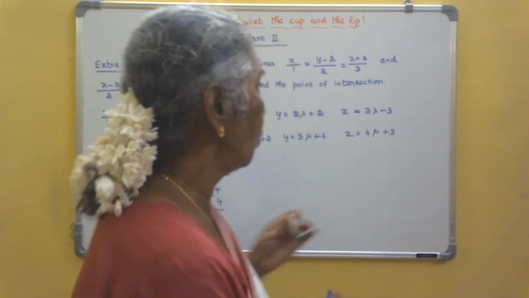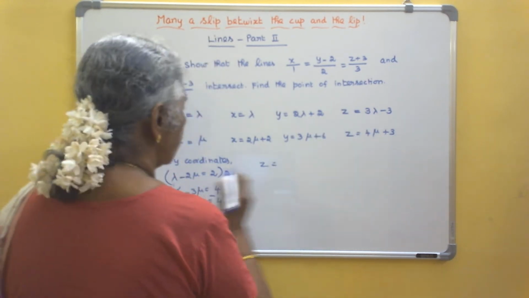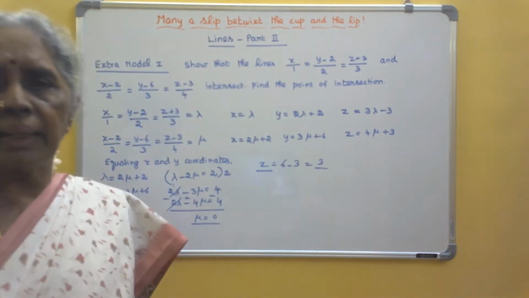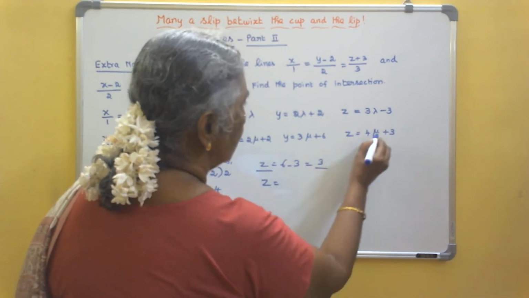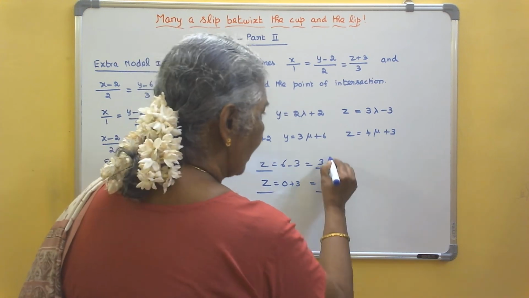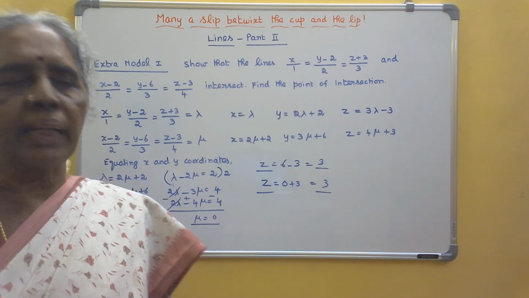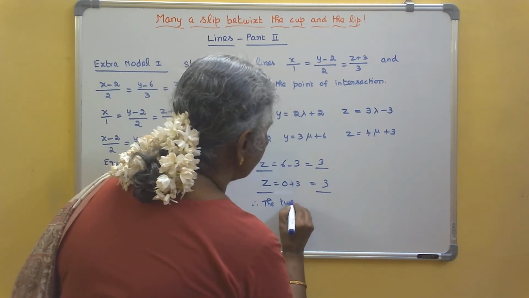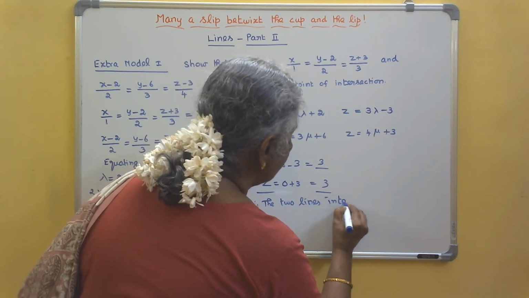Okay? So now, let me put in the first line z is equal to 3 into 2, 6. 6 minus 3, 3. So, I get the z coordinate as 3 for the first line. Let me take the second one. Z is equal to 4 mu. That is 4 into 0. So, that will be 0. 0 plus 3, that is 3. So, what I am getting? I am getting the same z coordinate. Therefore, I can say the two lines intersect, right? So, that point is answered now. The two lines intersect.